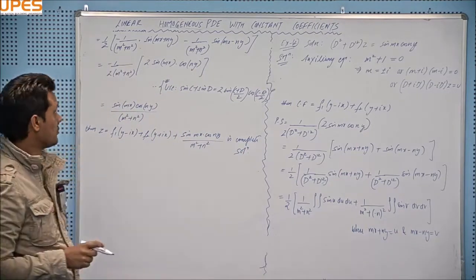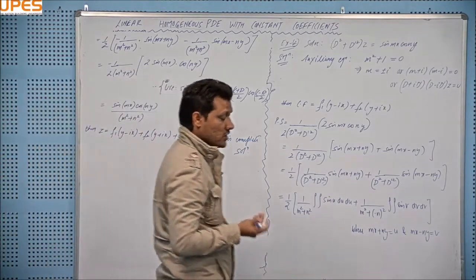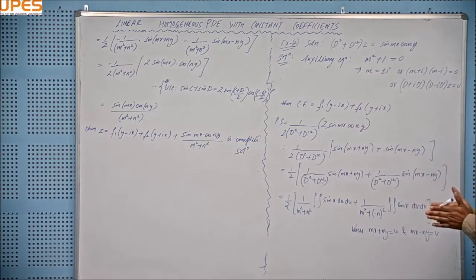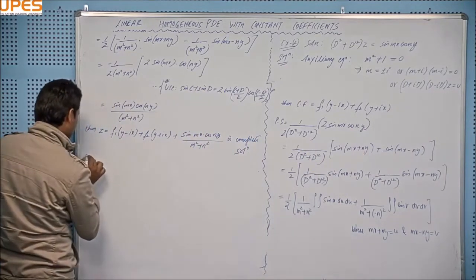Okay, so far we have discussed two types of examples. One is simply a function of ax plus by, meaning y minus x, and in the second example we had a trigonometric function. Okay, in the third example we will take some exponential function, of the type e to the power ax plus by. Let me write example number 3.